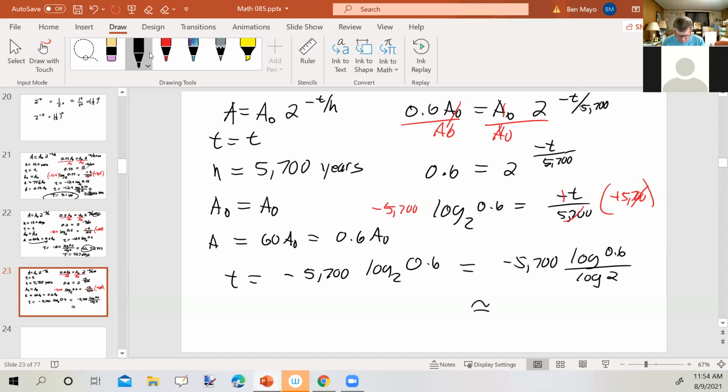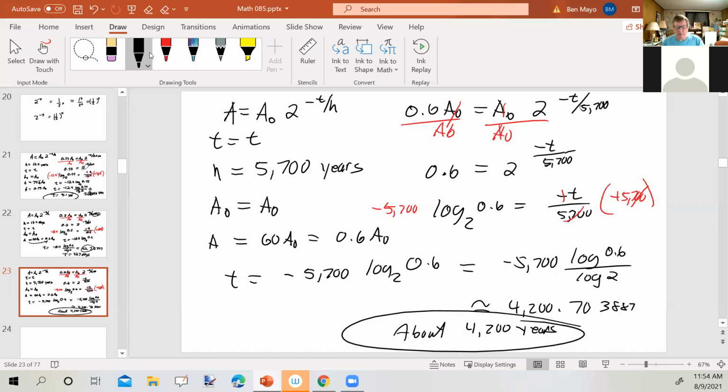And let's see what we get there. So negative 5,700 log of 0.6, close it up, divided by log of 2, close it up. And I get 4200.073887. And they say about 4,200 years.